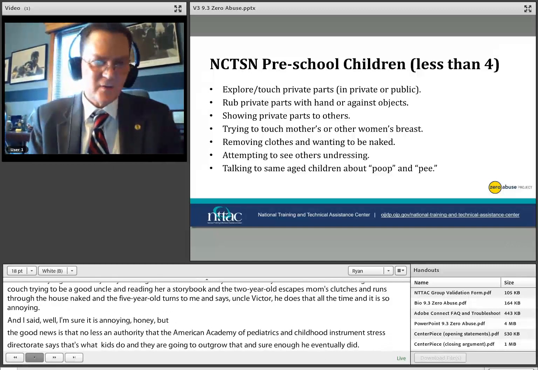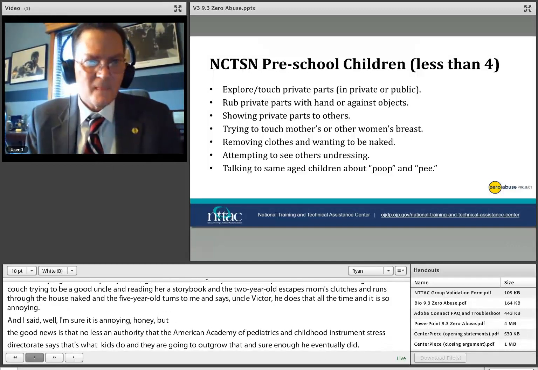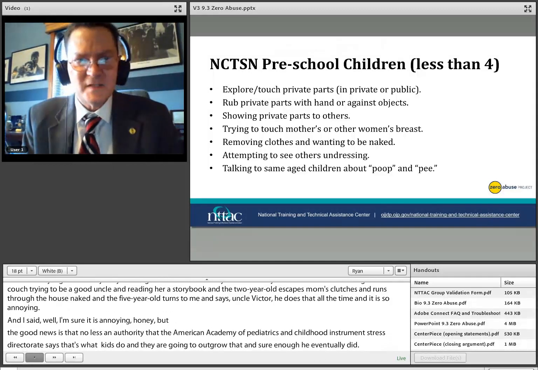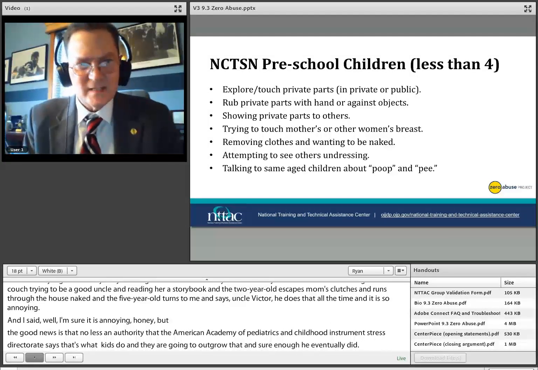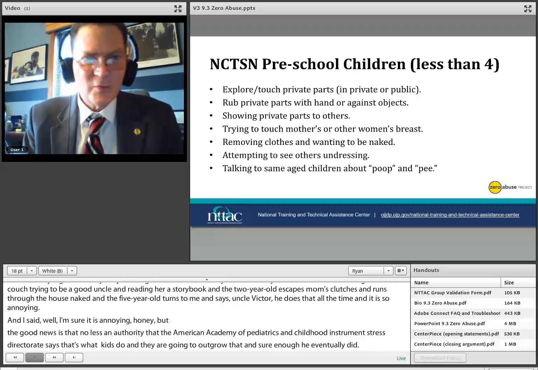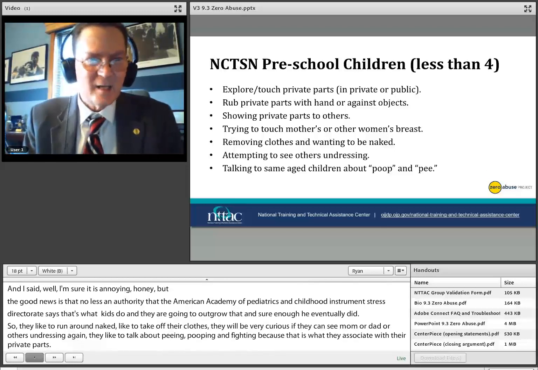So they like to run around naked, like to take off their clothes. They'll be very curious if they can see Mom or Dad or others undressing. And again, they love to talk about peeing and pooping and farting because that's what they associate with their private parts.